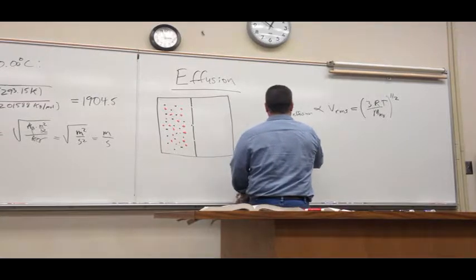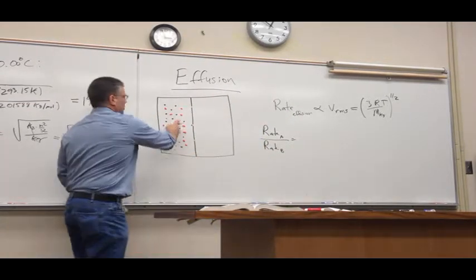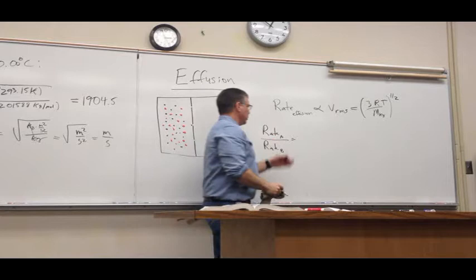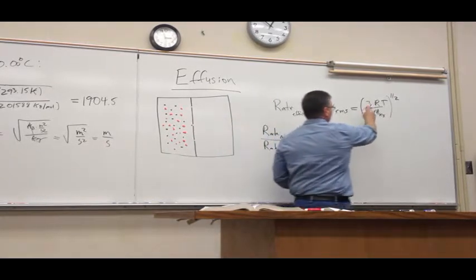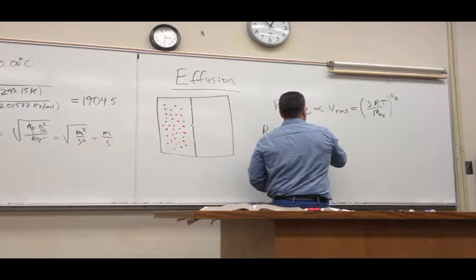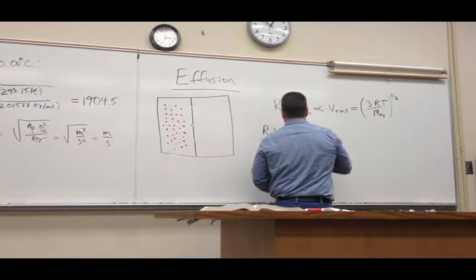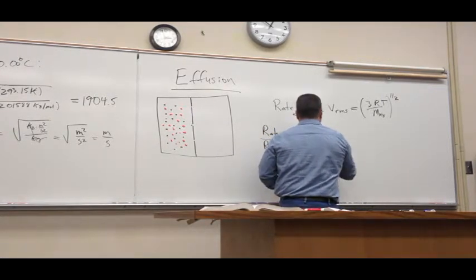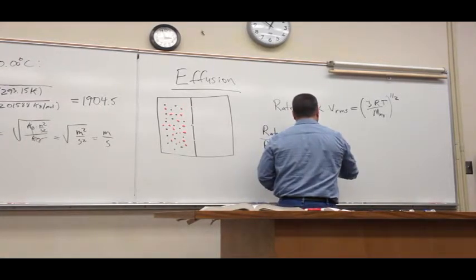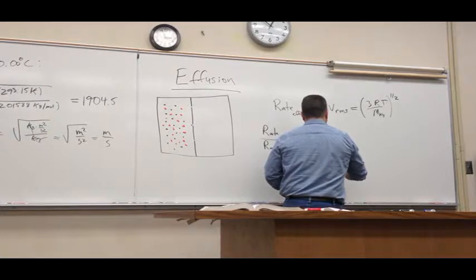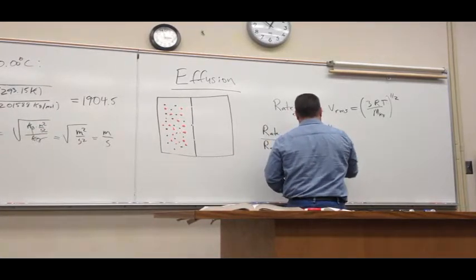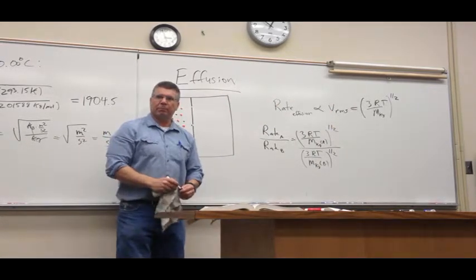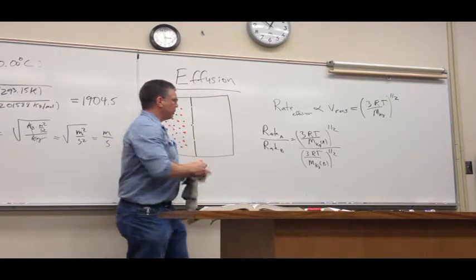If, I don't know, one of these is gas A and the other is gas B, right? Just so that we can keep track of them over here. We know that the rate of A is proportional to 3RT over the molar mass of A. And for B, it's 3RT over the molar mass of B. All I've done is I've plugged in from up there. You guys following that? Okay.